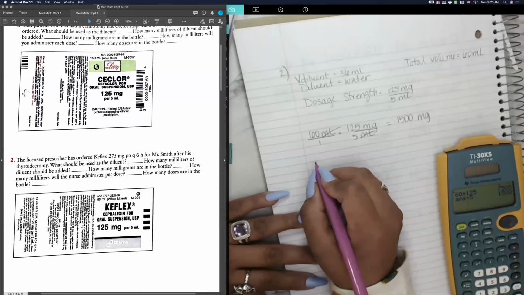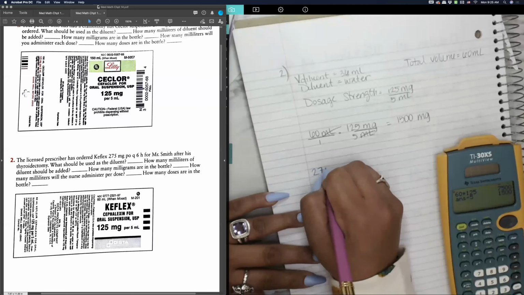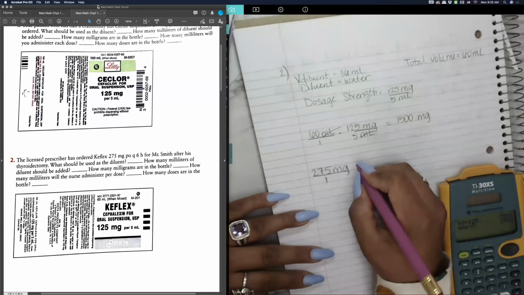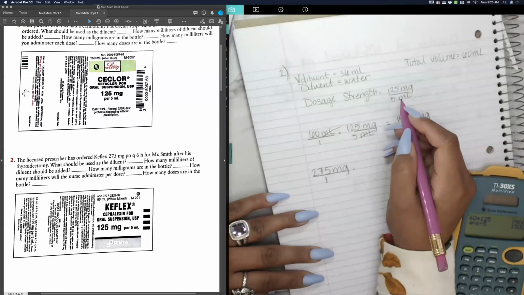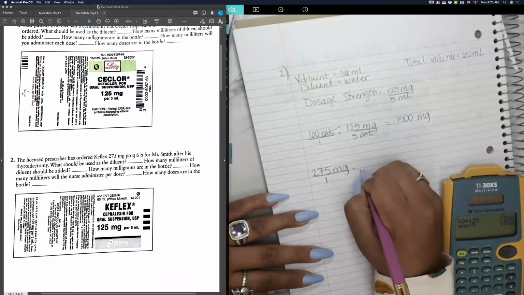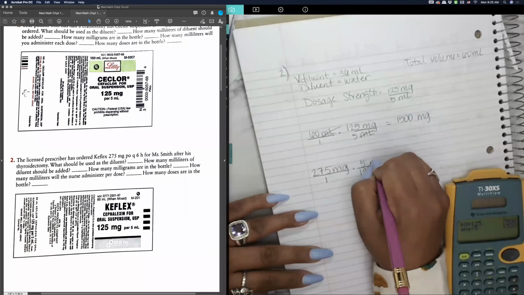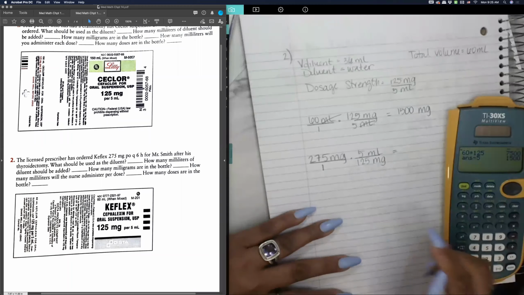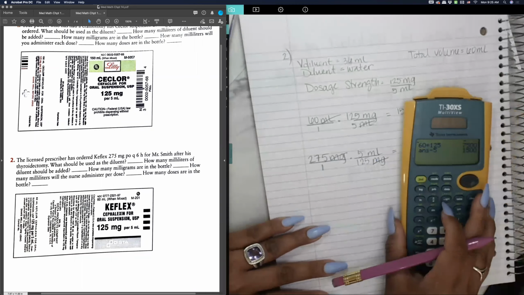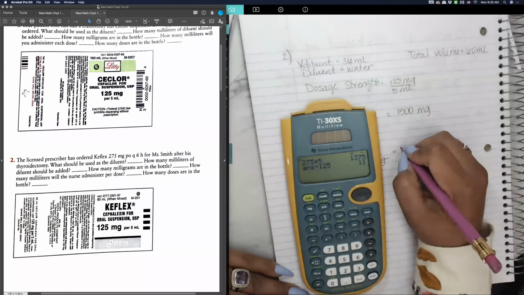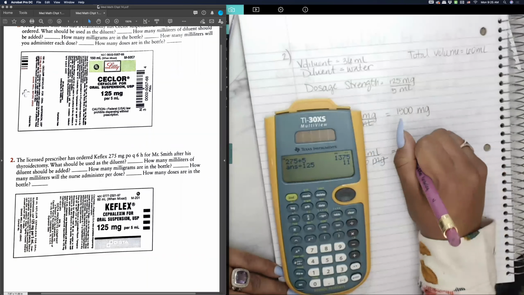So the doctor's order is 275 milligrams. My dosage strength doesn't change, so it's still 125 milligrams per 5 milliliters. My units of milligrams are going to cancel, and I'm going to take 275 times 5 and divide by 125. And that's going to give me 11 milliliters.